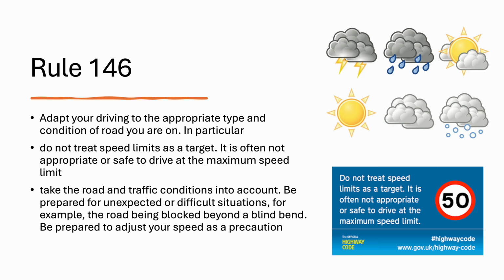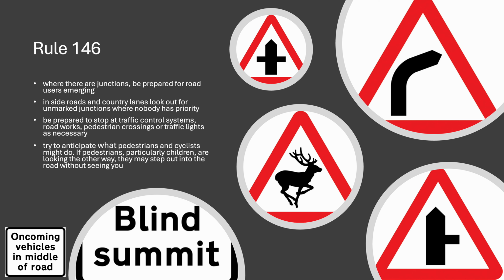For example, the road being blocked beyond a blind bend. Be prepared to adjust your speed as a precaution. Where there are junctions, be prepared for road users emerging. In side roads and country lanes, look out for unmarked junctions where nobody has priority. Be prepared to stop at traffic control systems, roadworks, pedestrian crossings, or traffic lights as necessary.